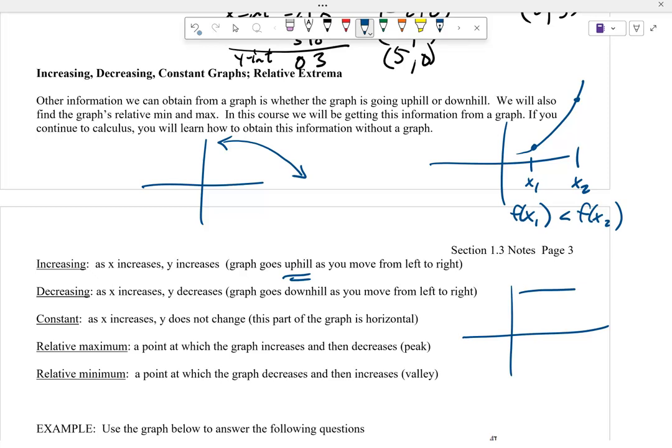A function is constant if I pick an x1 less than x2, but notice the f of x1 is equal to the f of x2, right? It's just flat, constant. That's a constant graph. The graph is horizontal.